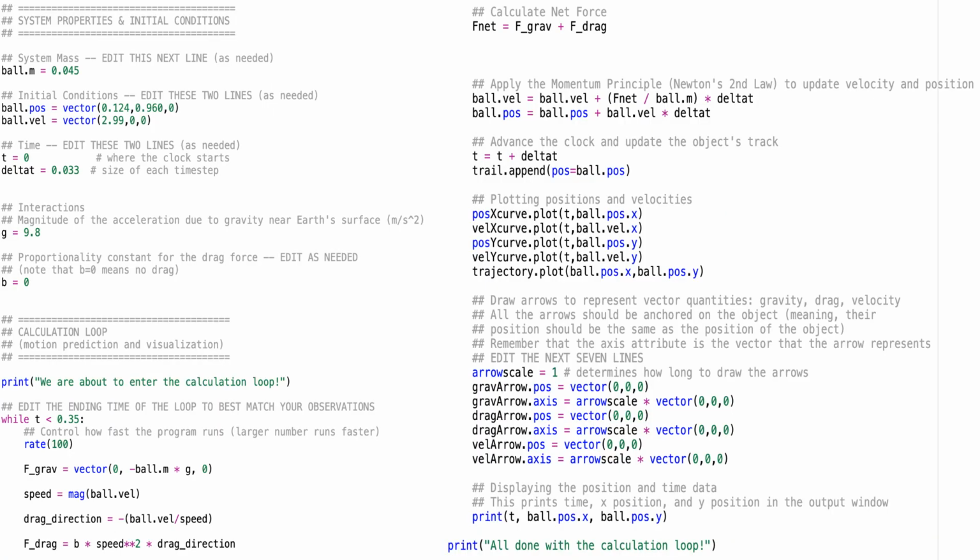This is the code that we use to make our computational model. The ball's mass is 0.045, ball position is right here, and ball velocity. Delta t is the default 0.033. Gravity is equal to 9.8. F grav is right here. This is the equation for F grav in the code. F net is equal to F grav plus F drag. The ball velocity update formula is right here, and position update formula is right here.